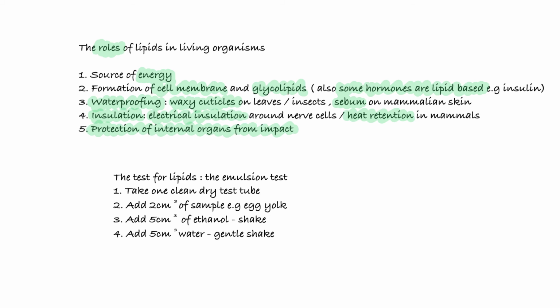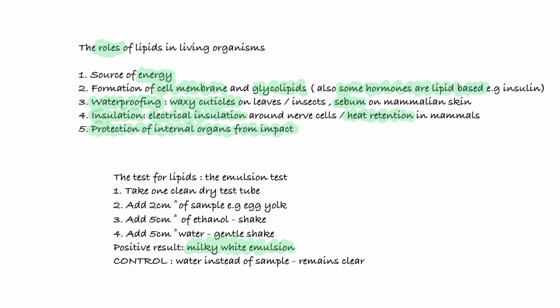If lipids are present in our sample, we would expect to see a milky white emulsion. As a control, you'd repeat the procedure, but you just use water instead of using your 2 centimetres cubed of sample, and we should be able to see that that solution would remain clear throughout. So we'd be able to make a comparison between a positive result and a negative result.